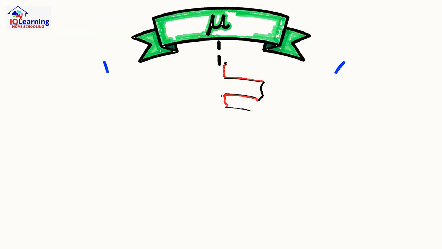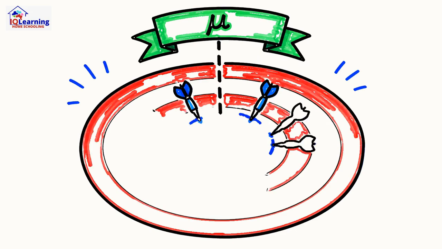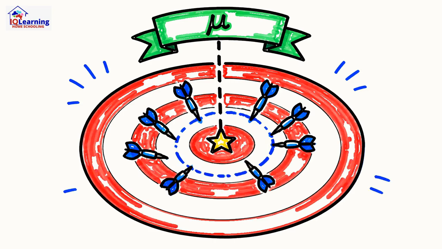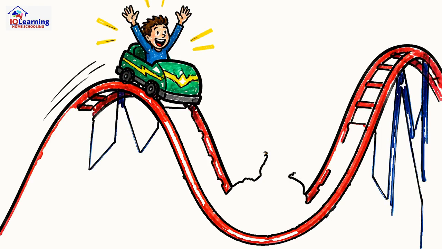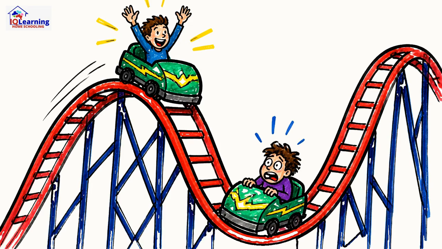But averages don't tell the whole story. Variance measures the spread or the risk. A game with low variance is predictable. Outcomes cluster close to the average. High variance is a roller coaster, big wins and big losses. It's the difference between a steady investment and a volatile stock.